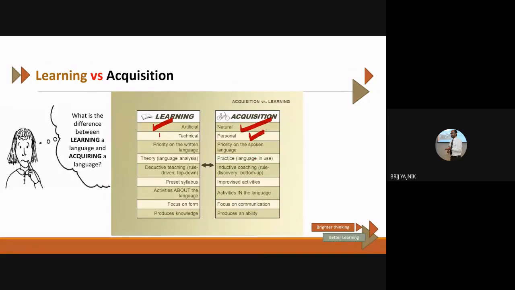The language learning, the L2, is all about forms. We need to focus on grammar. But here in mother tongue, we don't need to focus on grammar.